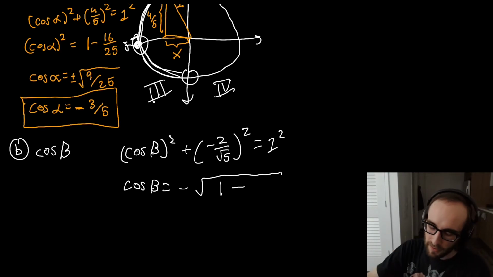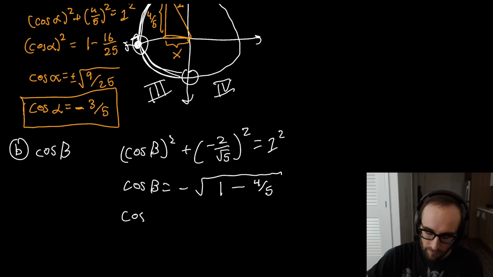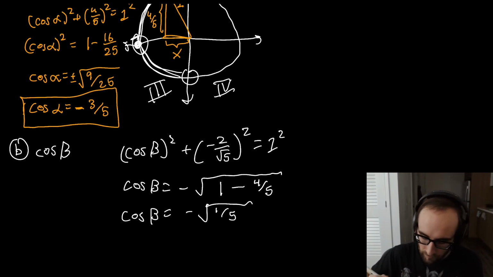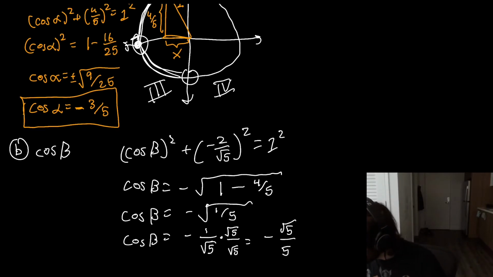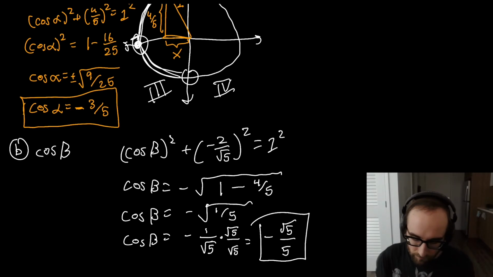1 minus, and if we were to square this, we end up with 4/5. So cosine of beta is the negative square root of 1/5, which we could write as negative 1 over root 5. And then if we wanted to write it the proper way, making sure we don't have any radicals in the denominator, we can multiply the top and the bottom by root 5. So negative root 5 over 5 is our cosine value. Okay, great.